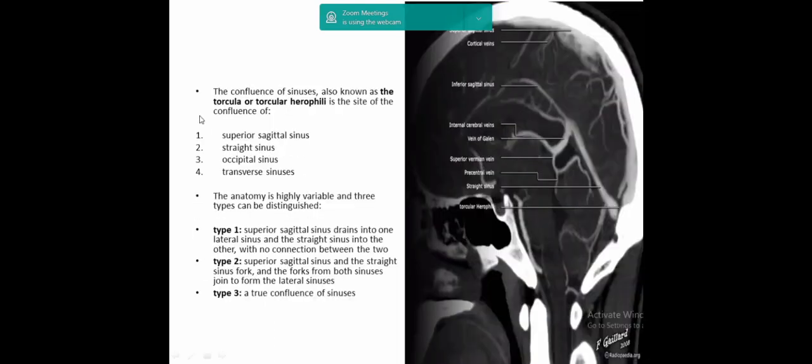Coming to the torcula Herophili, this is also known as the confluence of sinuses. It is mainly formed by the confluence of the superior sagittal sinus, straight sinus, occipital sinus, and transverse sinuses. This anatomy is highly variable, and three types can be distinguished. In the first type, the superior sagittal sinus is dominant and drains into one of the lateral sinuses and the straight sinus into the other, with no connection between the two.